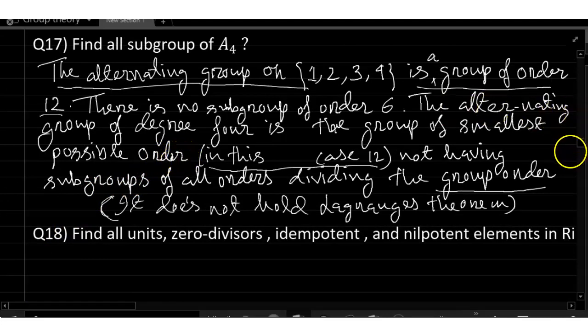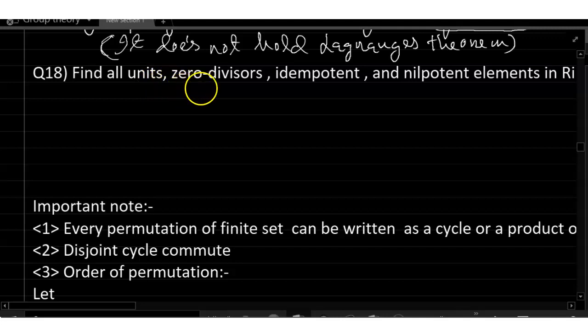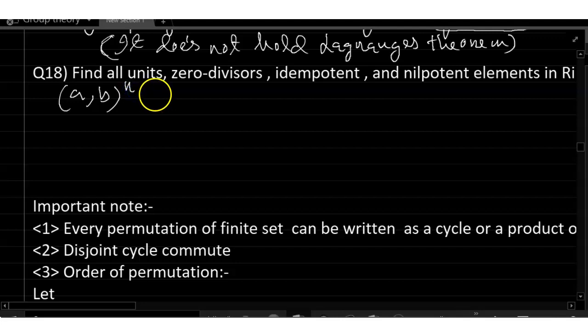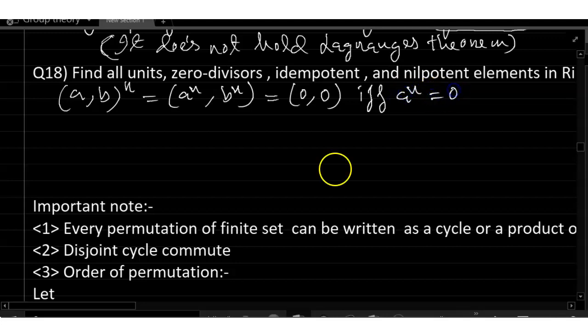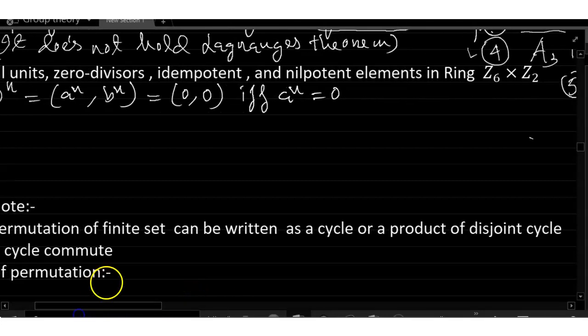So now we start to discuss: find all units, zero divisors, idempotent elements in the ring Z6 cross Z2. (a, b) to the power n equals (a to the power n, b to the power n) equals (0, 0) if and only if a to the power n equals 0 and b to the power n equals 0.